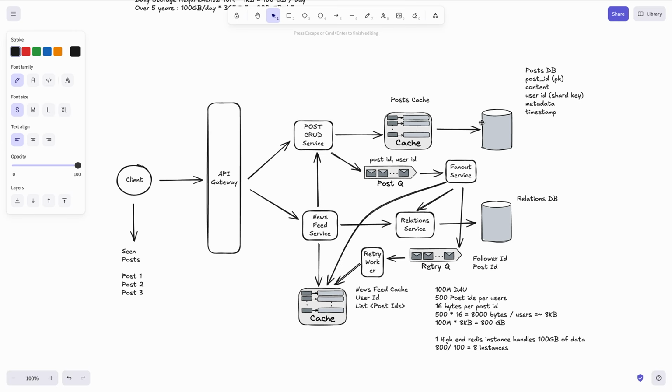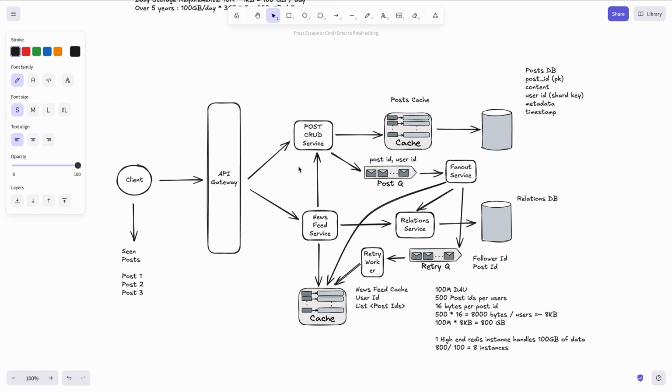So this sharding strategy helps our databases scale the storage. Additionally, we also mentioned that our services are stateless, that is both the PostGrid service and the newsfeed service, and this is absolutely critical for scalability. It means that we don't store any session data or user-specific information on the server itself, and this allows us to scale horizontally with ease. We can simply add more instances of these services behind a load balancer, and any request can be handled by any of the available instances.